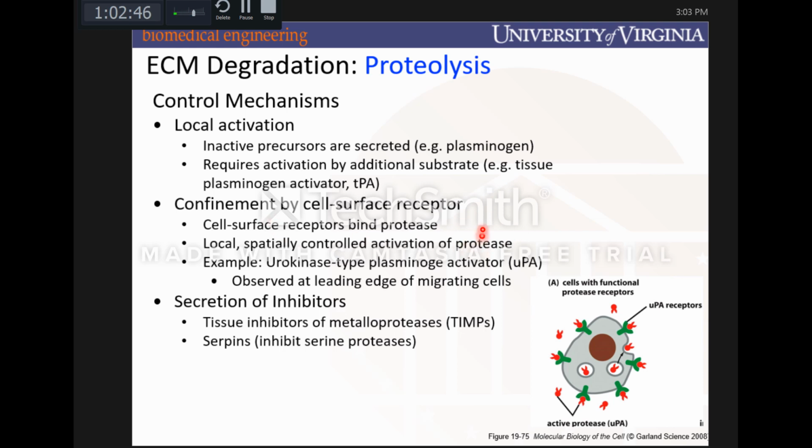Confinement by cell surface receptors. Cells will oftentimes carry around proteases on their surface, and conformation of the receptor dictates the function of the protease that the cell is holding on to. What this means is the cells can actually direct these extracellular enzymes where they need them. So in this case, for a leading cell, moving it to the leading edge where it needs to chew things up. And then secretion of inhibitors: tissue inhibitors of metalloproteinases, compellingly enough named TIMPs, and serpins, which inhibit serine proteases.